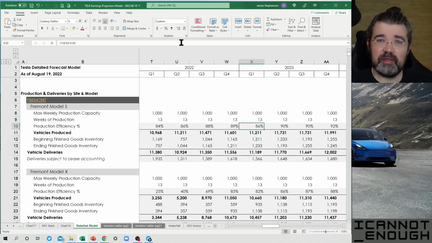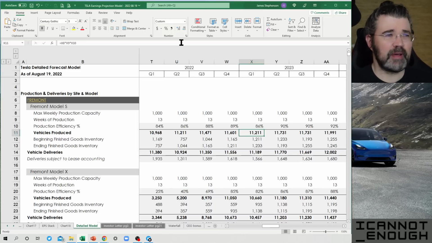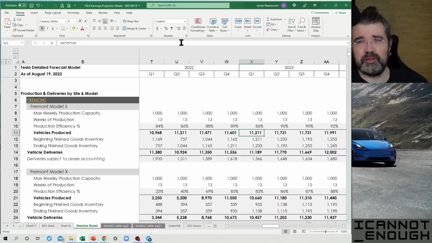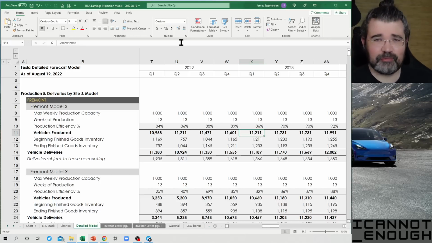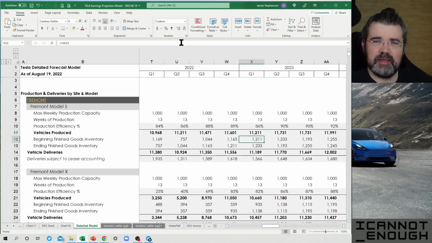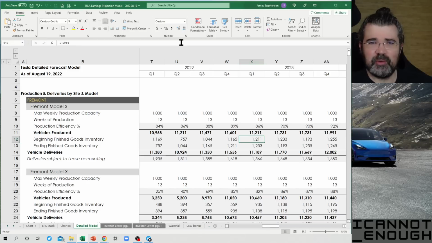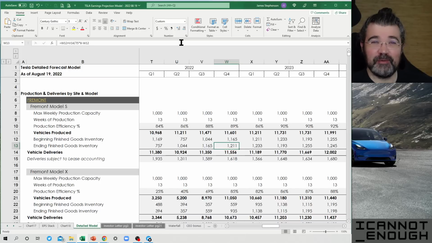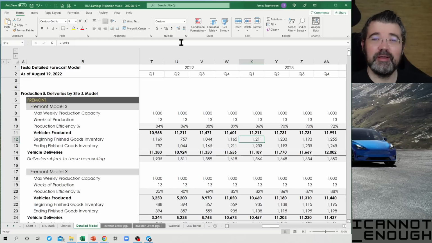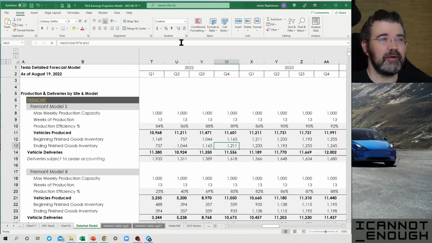If you believe these, then you believe 11,211 is how many Fremont Model S's Tesla will produce in Q1 of 2023. Make sense? All right, then you need to know what the beginning finished goods inventory is, and that's an easy question because it's the same as the ending finished goods inventory for vehicles the prior quarter. However many you had at the end of last quarter is how many you had at the start of this quarter, right?